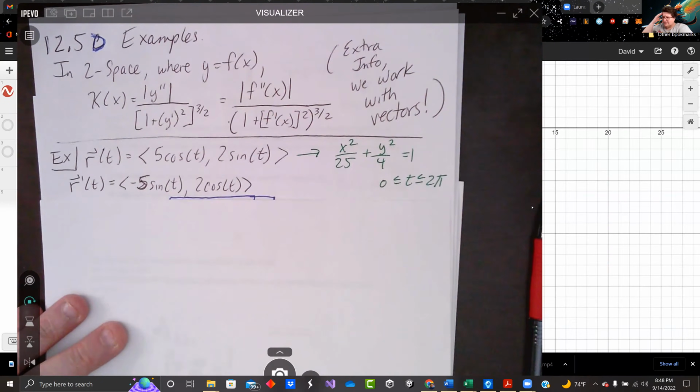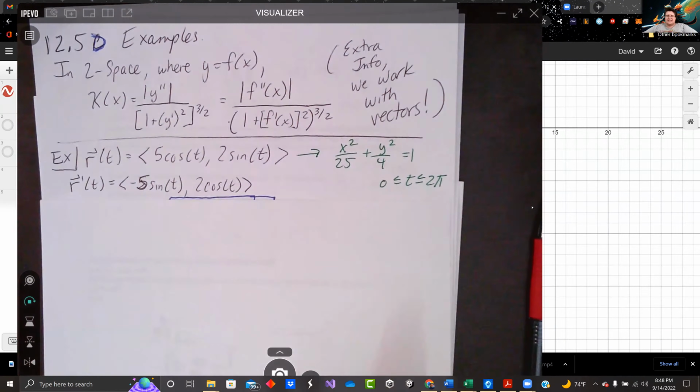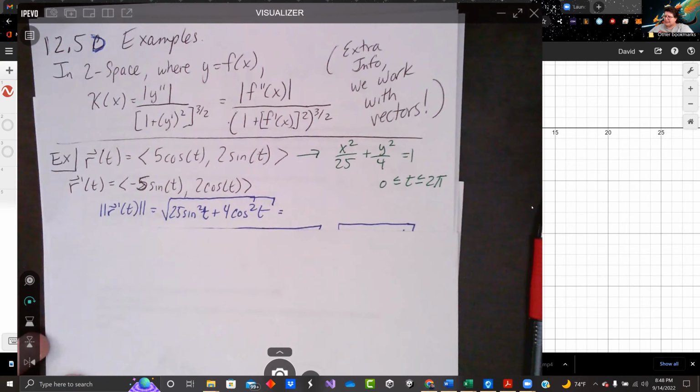So I would take the derivative. We'll use 0 to 2 pi for t to get the full ellipse. So we've got r prime is -5 sine t, 2 cosine t. And we'll, of course, take the magnitude of that. We get the square root of 25 sine squared t plus 4 cosine squared t. Nothing cancels out as is.